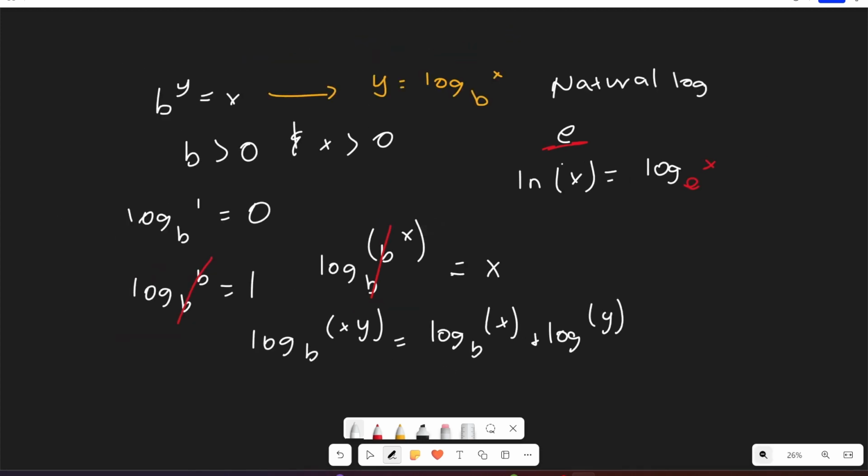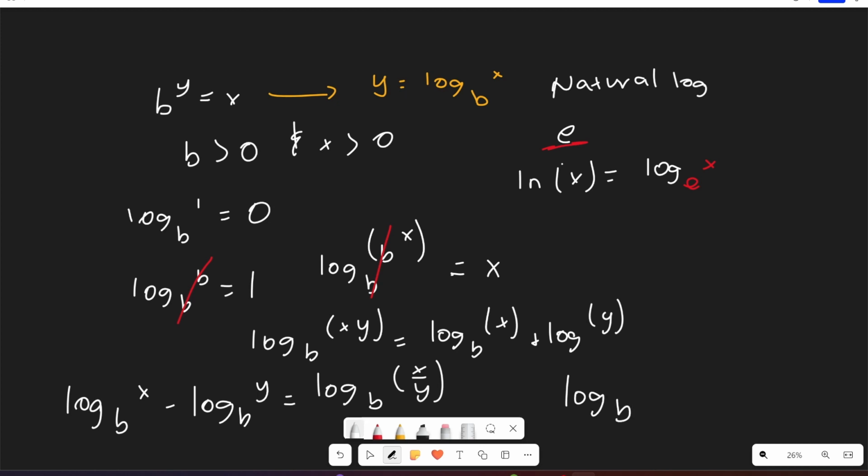Another property is the quotient property: log base b of x minus log base b of y is equal to log base b of x over y. And then we also have our power property. If we have log base b of x to the m, we can just rewrite this as m times log base b of x. So those are our log properties.